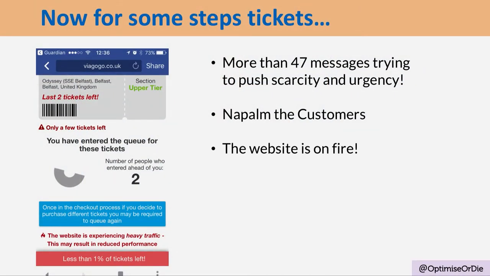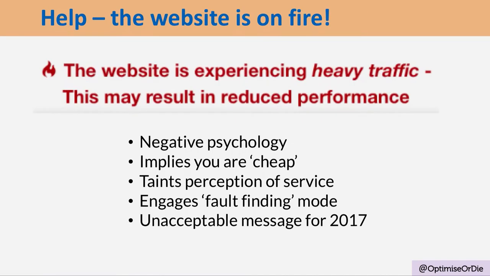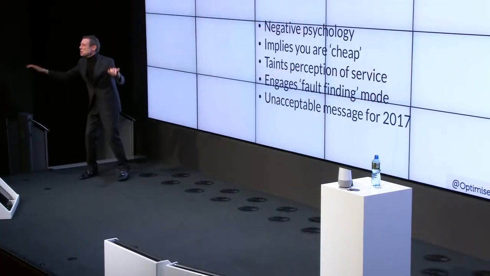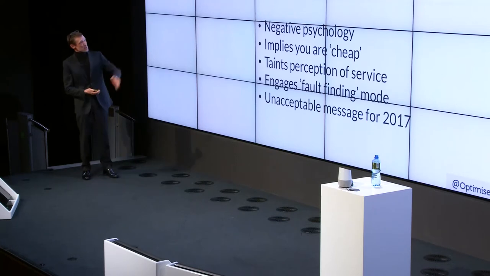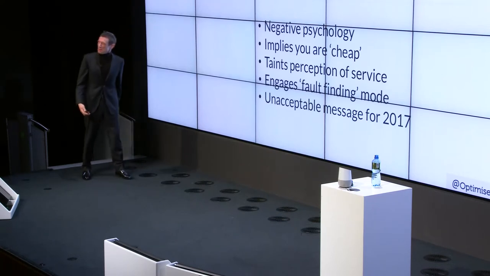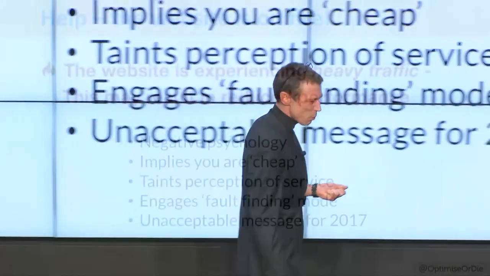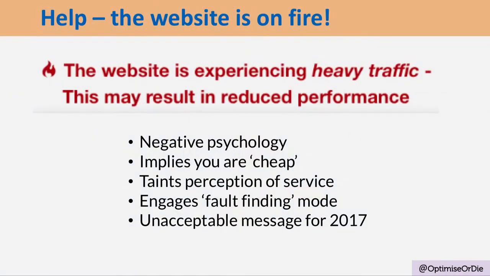This is what we've been talking about today with web performance. This is the best I've seen. This website is on fire. We've got a flame icon. It's suffering meltdown, right? The website's experienced heavy traffic. It may result in reduced performance. It's negative psychology. That's not going to work. It means that people are looking to find fault.